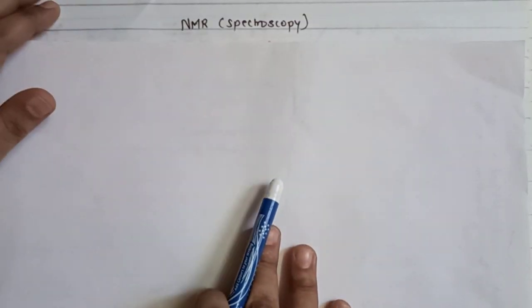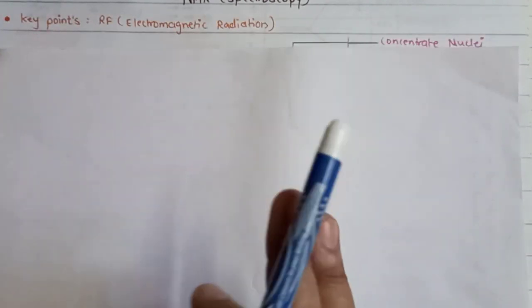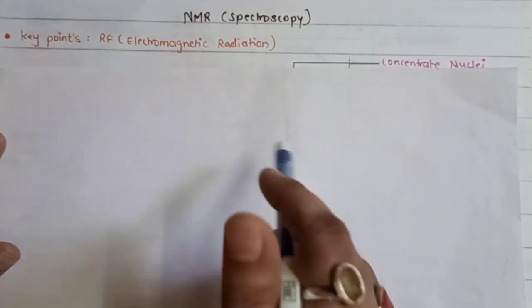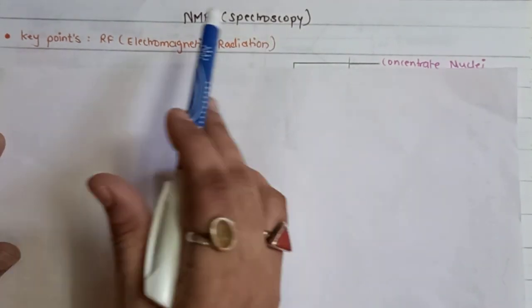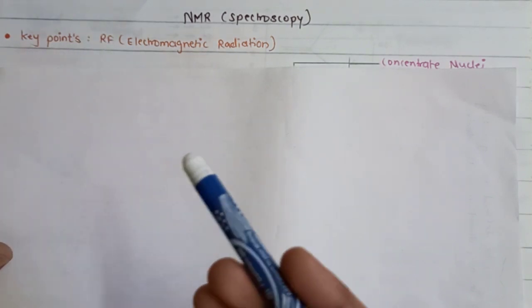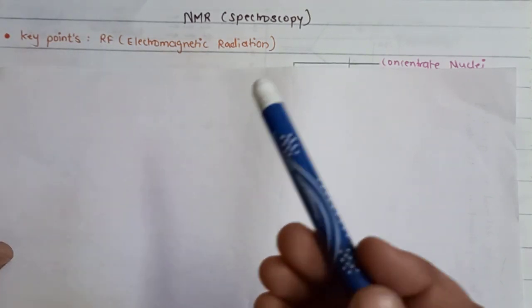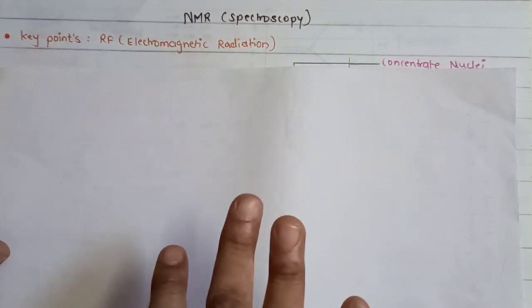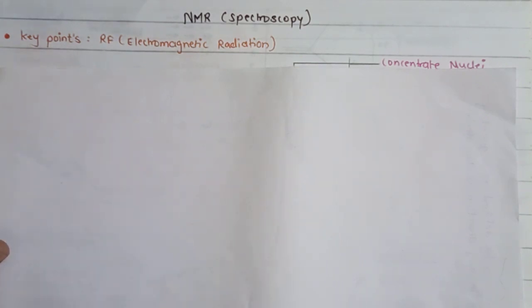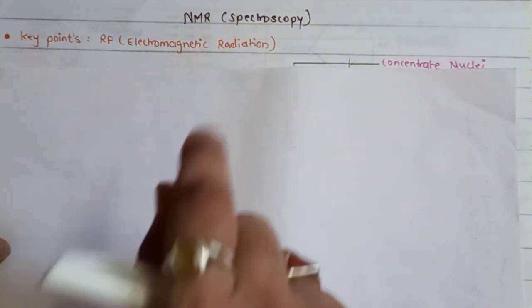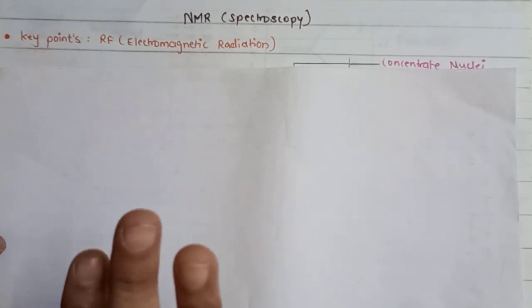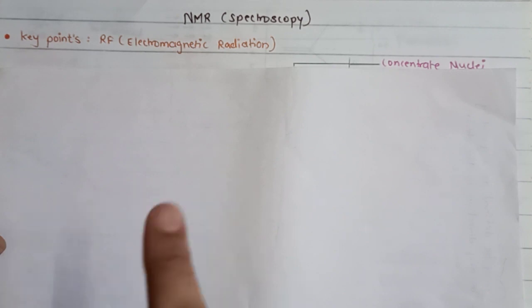Now I said earlier that spectroscopy means we have to use some electromagnetic radiation to interact with the organic molecule. In NMR spectroscopy, the type of electromagnetic radiation we use is RF, meaning radio wave frequency. When this radio wave frequency interacts with the organic molecule, we get the NMR spectrum. Keep in mind that NMR spectroscopy is based on the fact that nuclei of atoms have magnetic properties, and that can be utilized to yield chemical information.